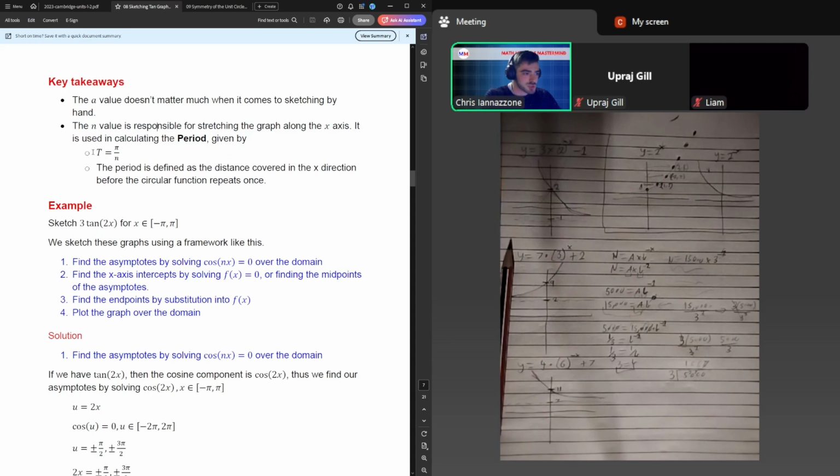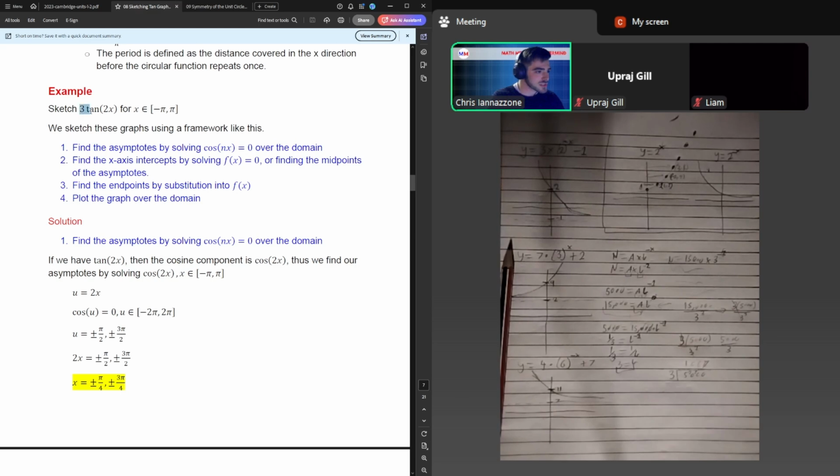The n value is responsible for the period, and the period is going to be specifically separated by the asymptotes, rather than for sine or cos, where it's going from peak to peak or trough to trough. So if we look at one possible example with just the a and n terms, we've got an a value of 3, an n value of 2, and we're going to sketch it from negative pi to pi.